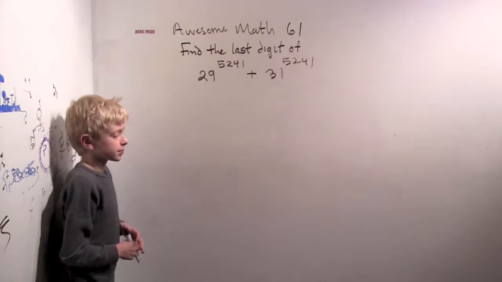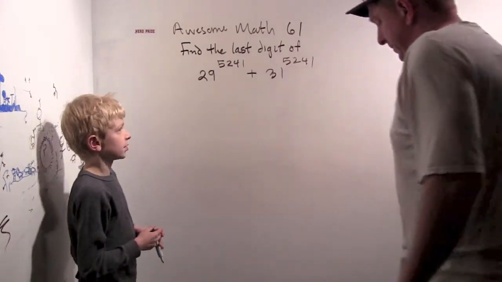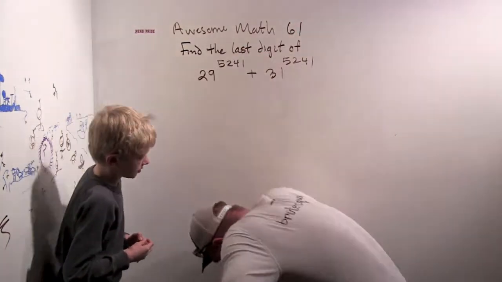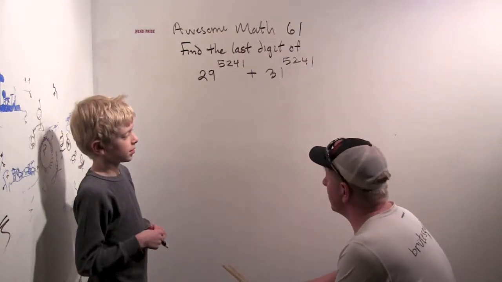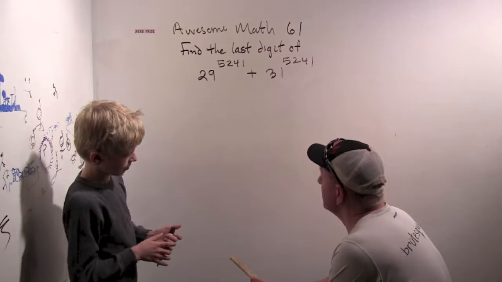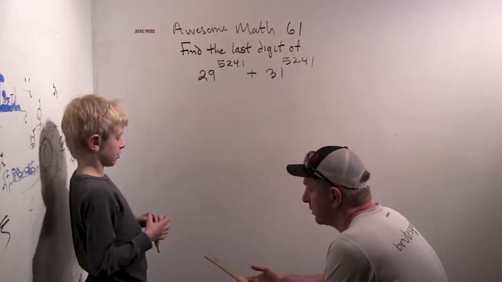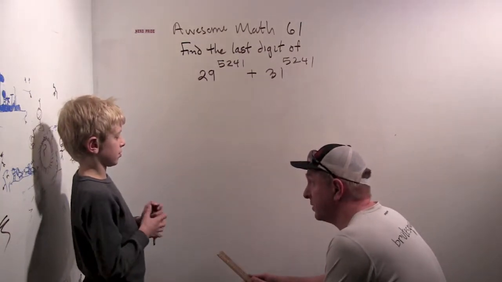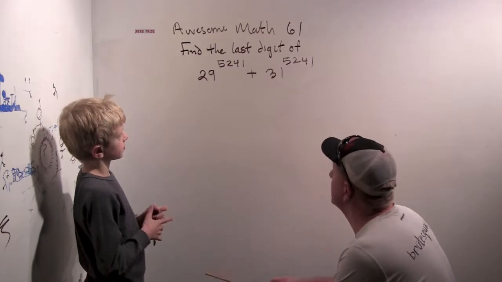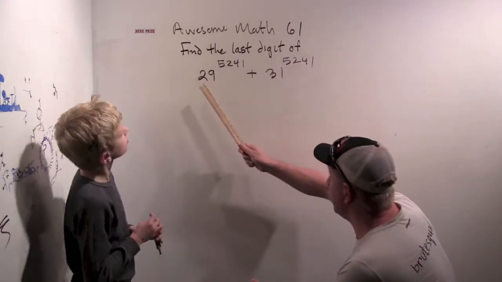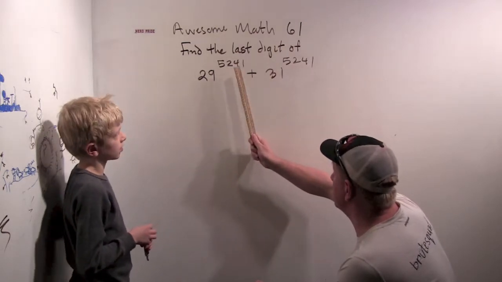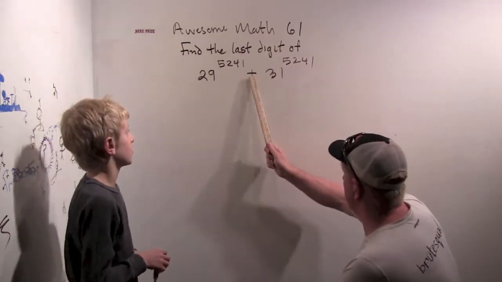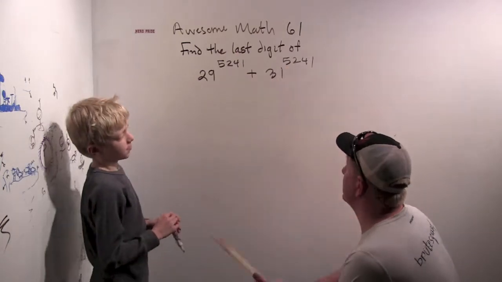Awesome Math 61. So we're back from our trip, and we didn't really talk about last digits too much today, except for one little thing where you had found a really neat pattern when we were talking yesterday about last digits, and I wanted to give you an example of how it continued. So I made up this problem: find the last digit of 29 to the 5,241st power plus 31 to the 5,241st power.